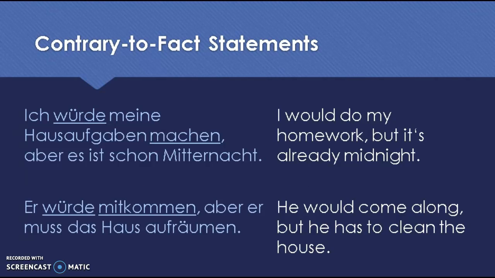Then we get contrary to fact statements. This is a little bit broader of a category. Here's an example. Ich würde meine Hausaufgaben machen, aber es ist schon Mitternacht. I would do my homework, but it's already midnight, so I'm not doing it. Er würde mitkommen, aber er muss das Haus aufräumen. He would come along, but he has to clean the house. So in the first half of each of those sentences, we have a statement that is contrary to fact. Something would be the case, but it's not.